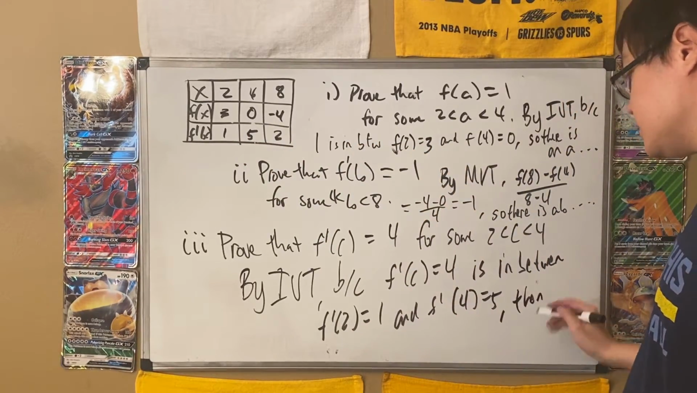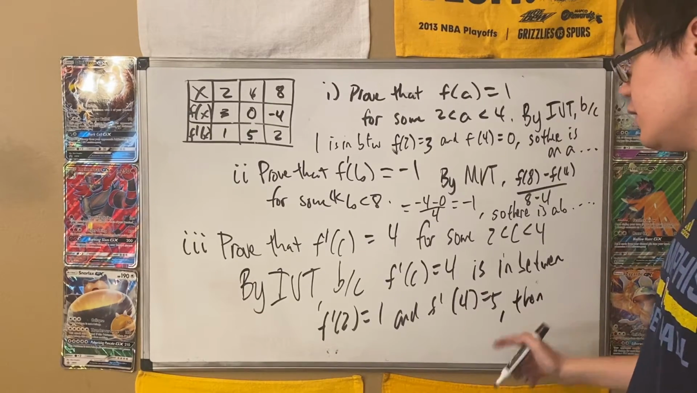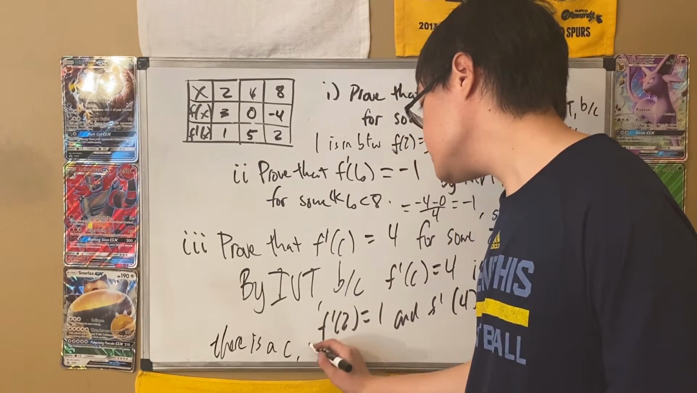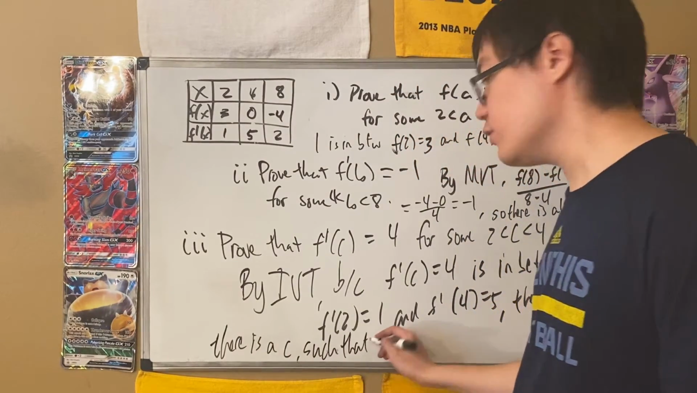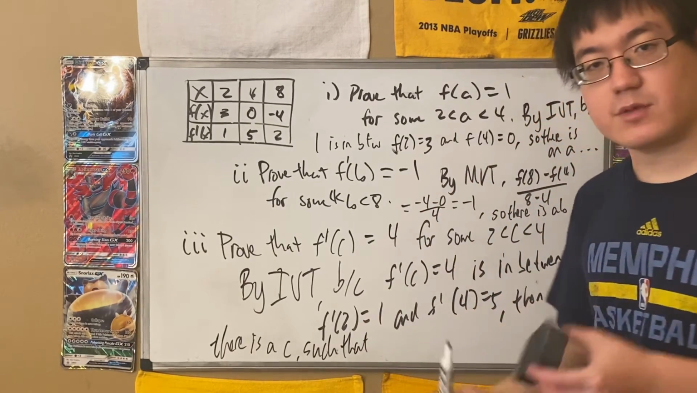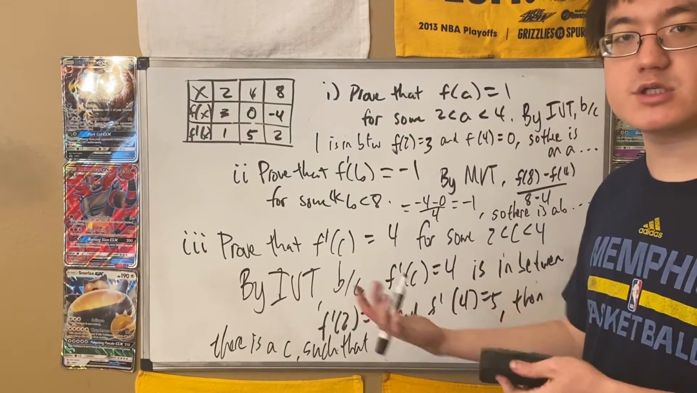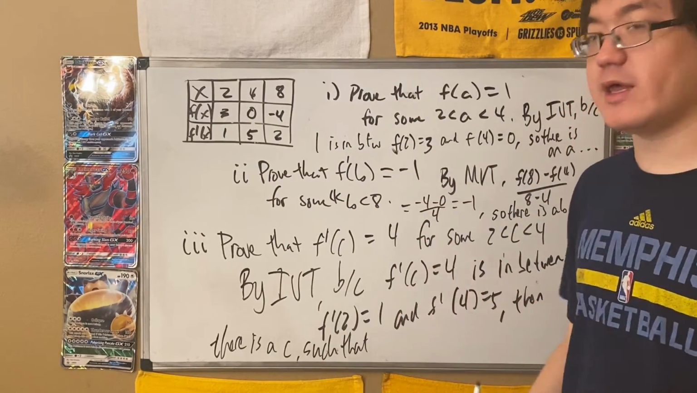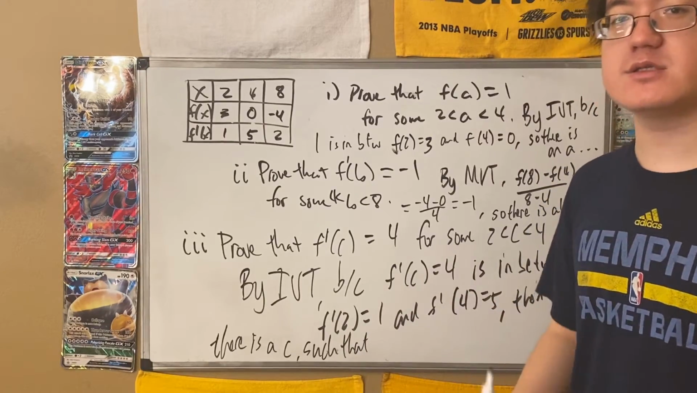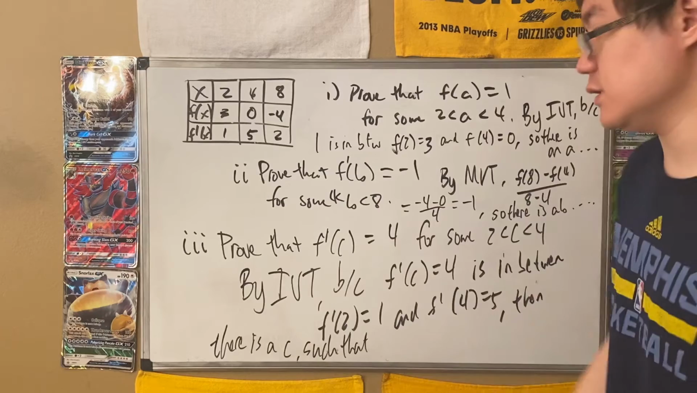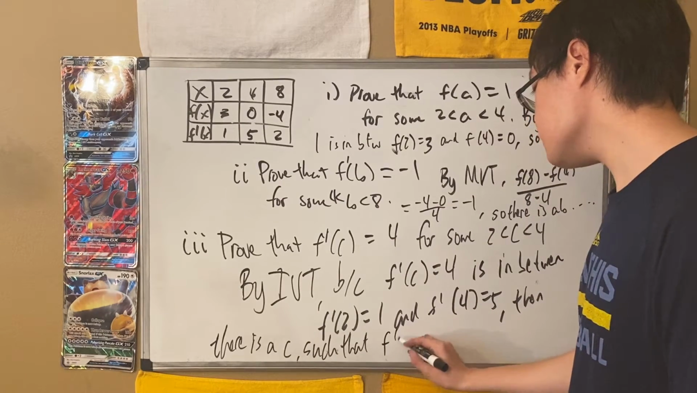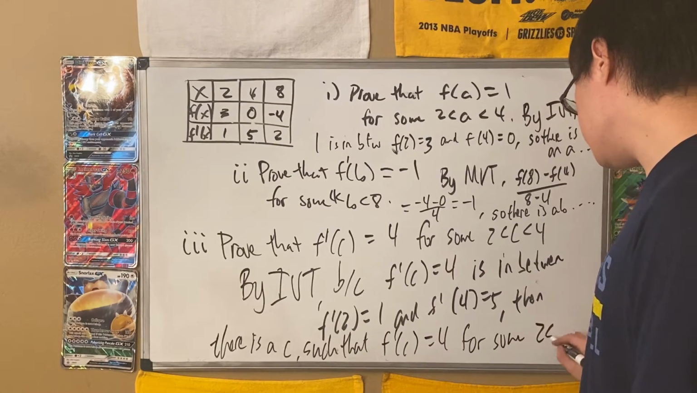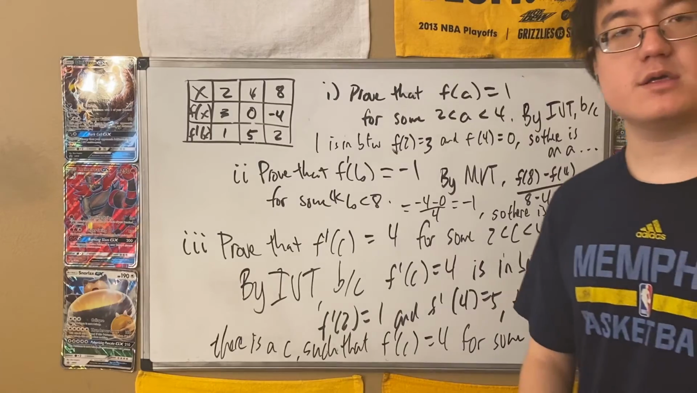Then, we're going to not be lazy this time, let's just write out the full sentence. Then, there is a c such that, and once you get good to this step, you're basically home free. You just write the question and change it to your answer. So usually they ask you to prove something or show something exists. So you just say, this is proven, this does exist: such that f prime of c equals 4 for some c in between 2 and 4. So that's how it works.